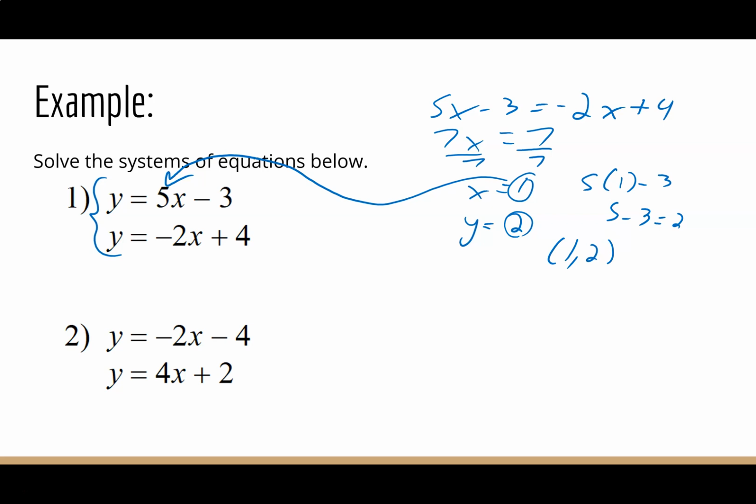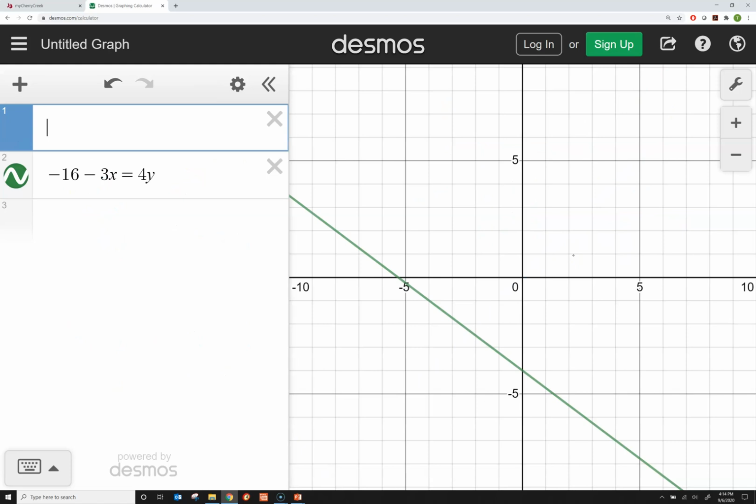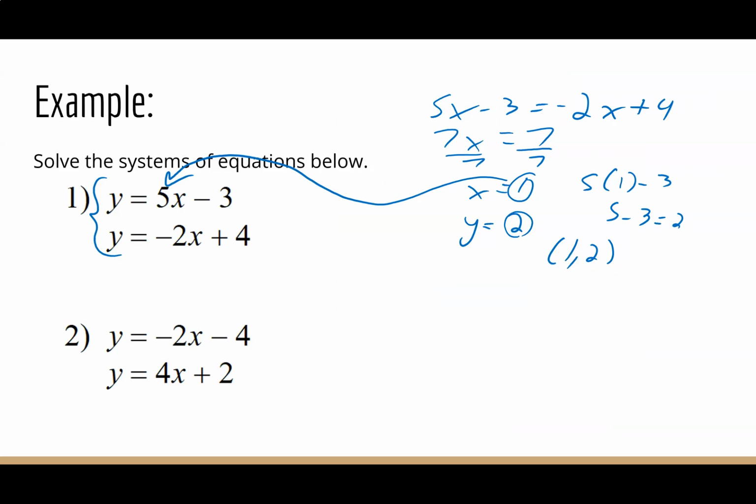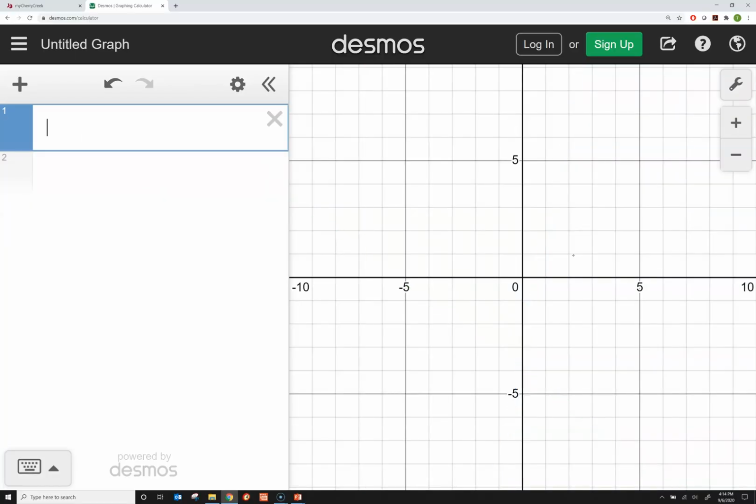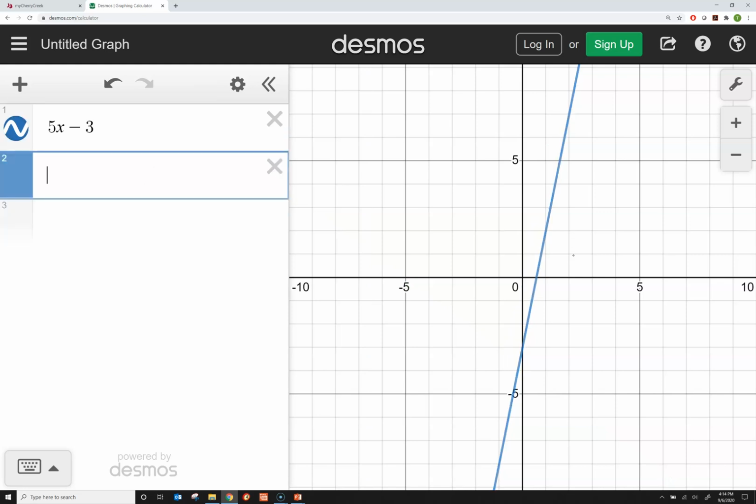Let's check that on Desmos just to make sure. 5x minus 3 and negative 2x plus 4. Oops. And I get 1, 2.